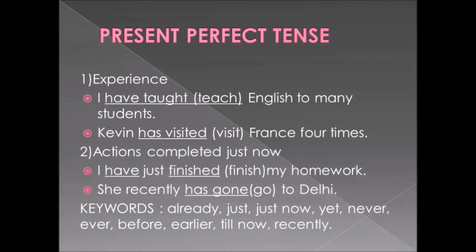The second sentence is she has recently gone to Delhi. She is your subject, so you have to use has plus V3 form. Go, went, gone. So gone is the V3 form of go. Since the action is happening recently, you are using has gone. So the keywords for present perfect tense are already, just now, yet, never, ever, before, earlier, till now, and recently.